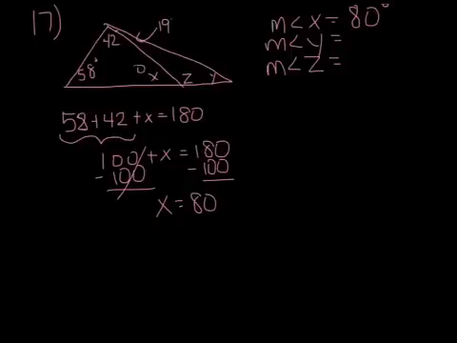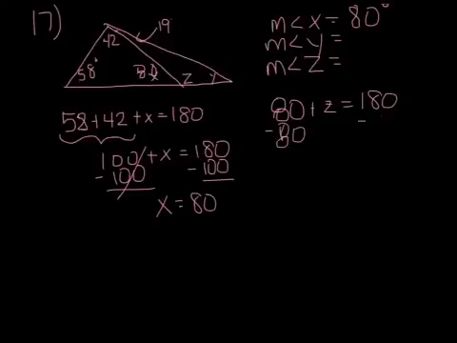This is an 80. Now, how do I find Z? 80 plus Z equals what? 180. So what do I do? Subtract 80 from both sides. Gone. Z equals 100. Now, can I easily find Y?